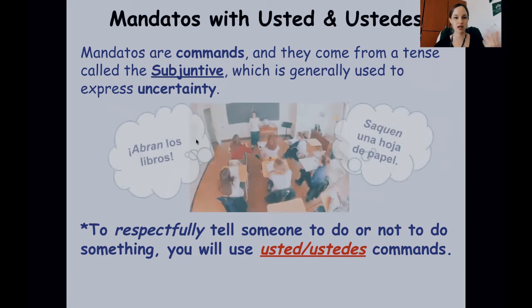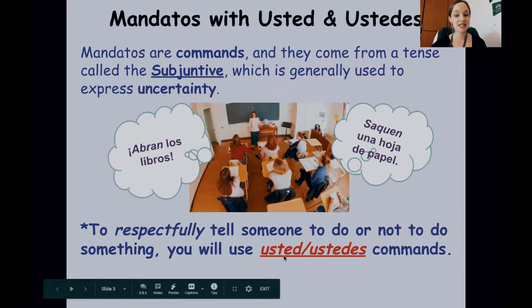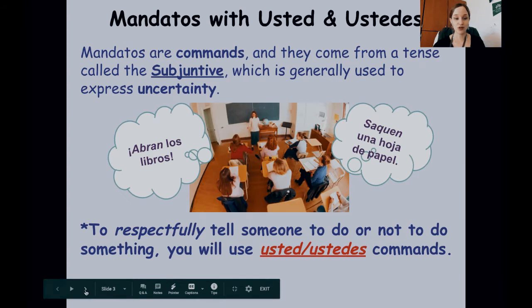So if I give you a command like open your books or take out a piece of paper, I don't necessarily know that you're going to do that. So there's some uncertainty around that action, right? And that's why our commands come from this subjunctive verb tense. So usted commands are used specifically with someone that you want to speak to respectfully. Maybe someone you don't know that well, someone who's in a position of authority, etc. Or just with a group of people, because as you know, ustedes is more commonly used than the vosotros form.